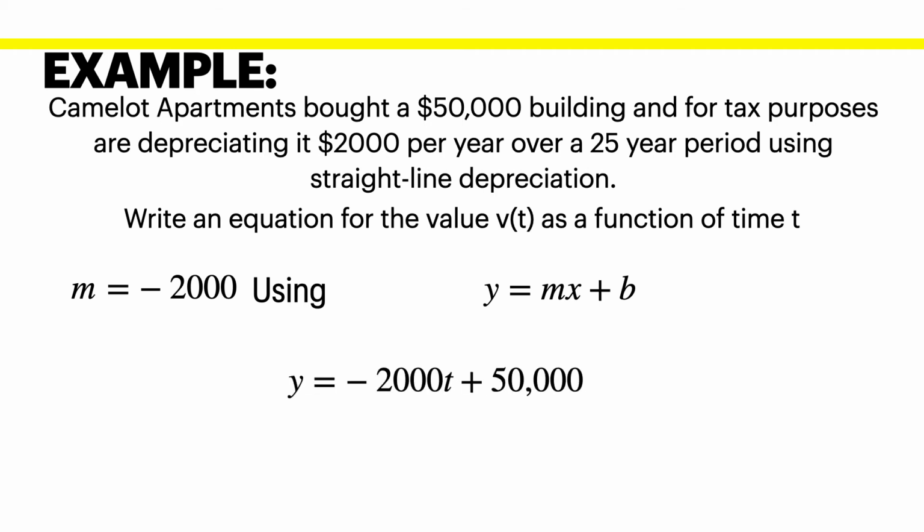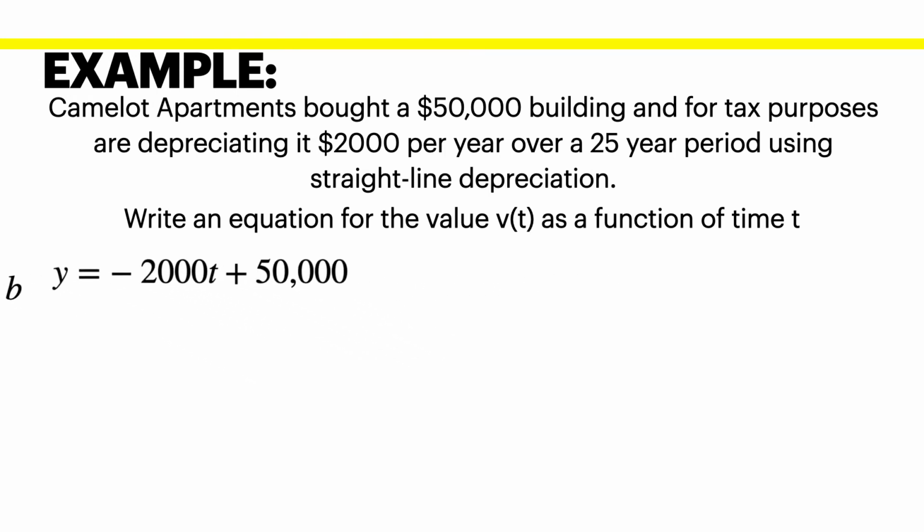And putting it together, our b is 50,000 because we started with the value of $50,000. Now it's going to depreciate 2,000 times time. So this is the new equation for the line. So next, the third equation.